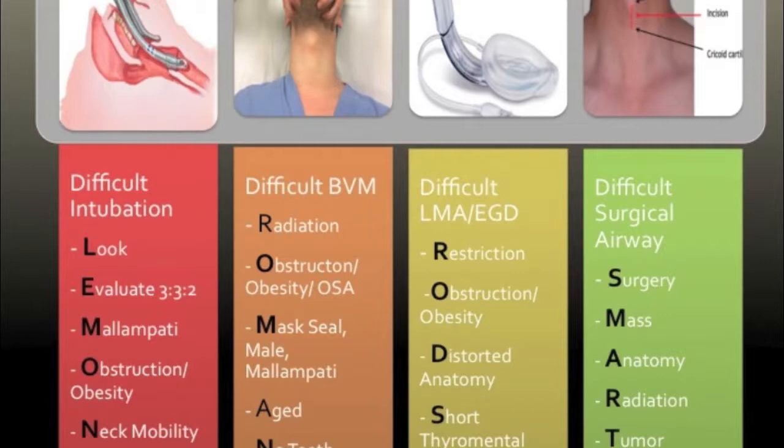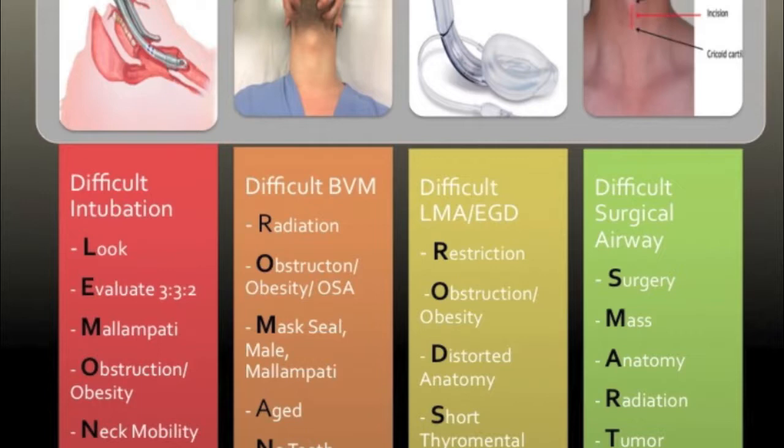Moving on to difficult BVM predictors, we use the memory aid ROMAN. Radiation to the head and neck causes anatomical abnormalities and narrowing of the airway. Obesity, OSA, and obstruction lead to a crowded oropharynx that will result in difficult airflow. Difficulties in getting a mask seal, especially in males with a beard, can cause ineffective bag valve mask ventilation. Advanced age causes difficulty with getting a mask seal, and if the patient has no teeth, this will make it difficult to prevent a mask leak.